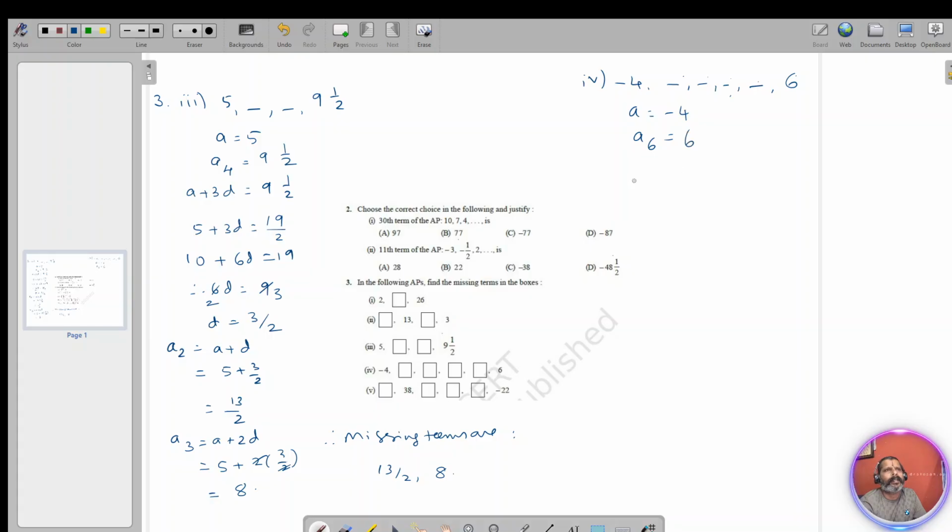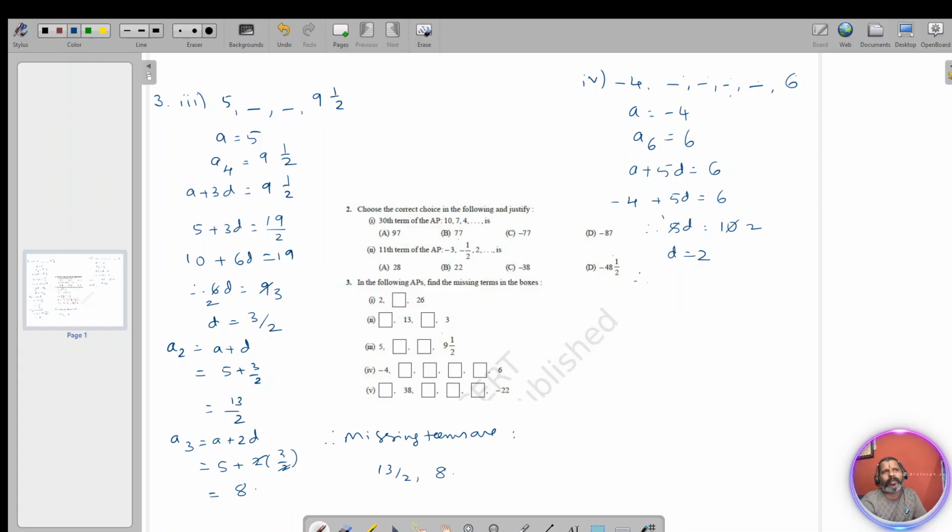A1, A2, A3, A4, A5, A6. A6 is 6, means A6 is A plus 5D. Remember that. A is minus 4, so minus 4 plus 5D equal to 6. Therefore, 5D equal to 6. When you transpose minus 4, it will become plus 4. 6 plus 4 is 10. 5 ones are 5, 5 twos are 10, D equal to 2.